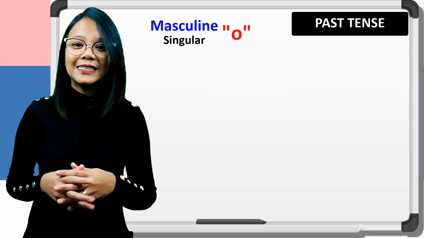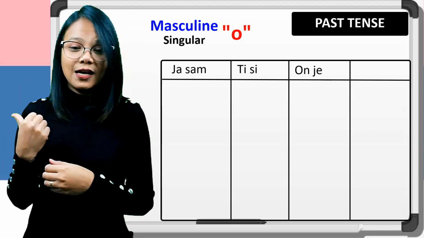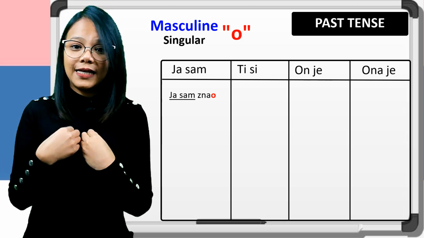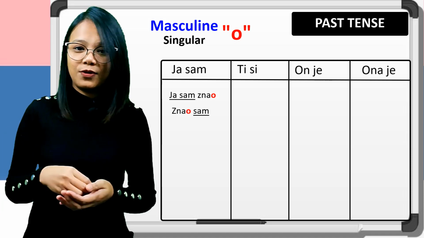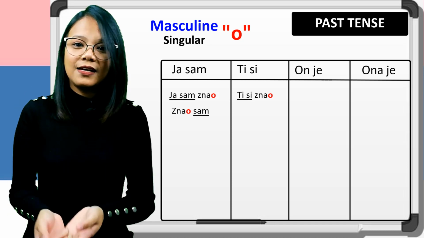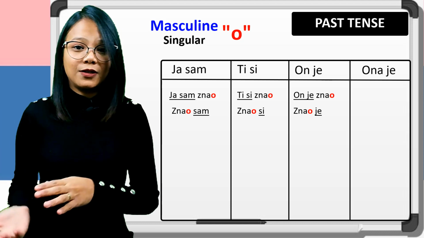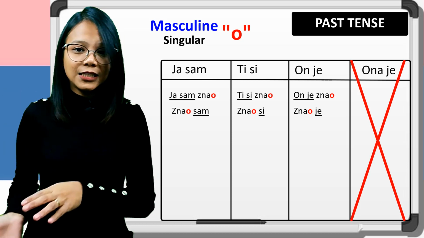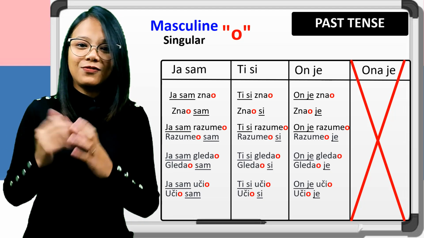So what we need to do is add the personal pronouns and the auxiliary verbs: ja sam, ti si, on je, ona je. Ja sam znao, I knew, if I, the speaker, is masculine. For short version, znao sam, same as in the adjectives which I discussed in the previous video. Ti si znao, you knew, if you are masculine. For short version, znao si. On je znao, he knew, of course, because on is masculine, znao is masculine. We will not use ona because ona is feminine and znao is masculine. It doesn't match.